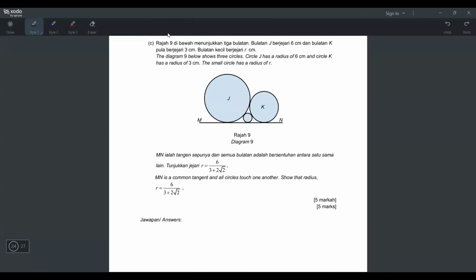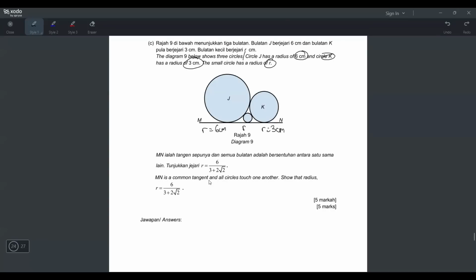Okay, let's do question C. Okay, what is this? They give you 3 circles like that. The diagram 9 below shows 3 circles. Okay, I can see it. Circle J has a radius of 6 cm. So J is this one. Okay, so the radius is 6. Circle K has a radius of 3 cm. K is this one. So the radius is smaller. The small circle 3 cm. And then the smallest circle has a radius of R. So I think it's this one, the smallest. The R, okay, this is just R. Okay, so far it's like that.